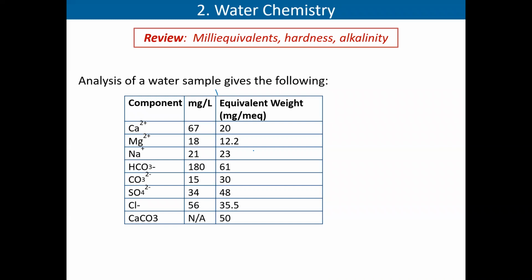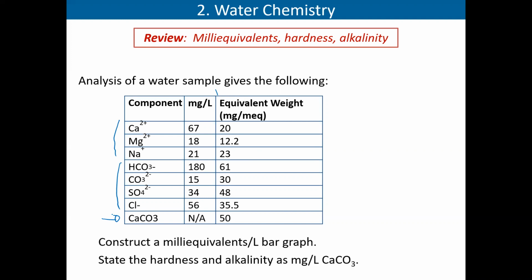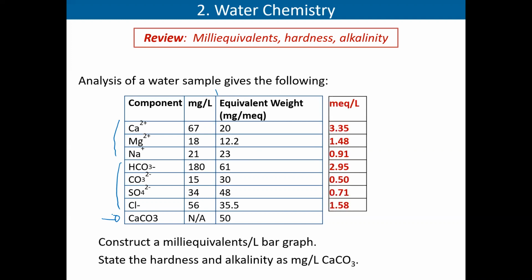So you end up with a table, something like this. The water analysis, usually we separate out the cations over here and the anions, and then usually you have the equivalent weight for calcium carbonate as well. So first thing to do is always you're going to calculate the milliequivalents per liter, and remember that formula. You're basically taking the milligrams per liter and you're dividing it by the equivalent weight.